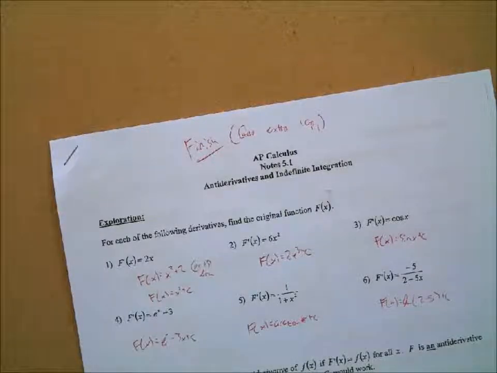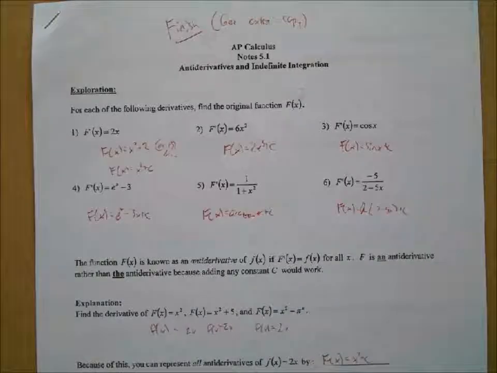Okie dokie. So, last time in calculus class, we talked about finding antiderivatives, which is kind of like going backwards from what we've been doing. We've been differentiating, and yesterday we talked about antidifferentiating, going backwards, finding the original function for a given derivative.